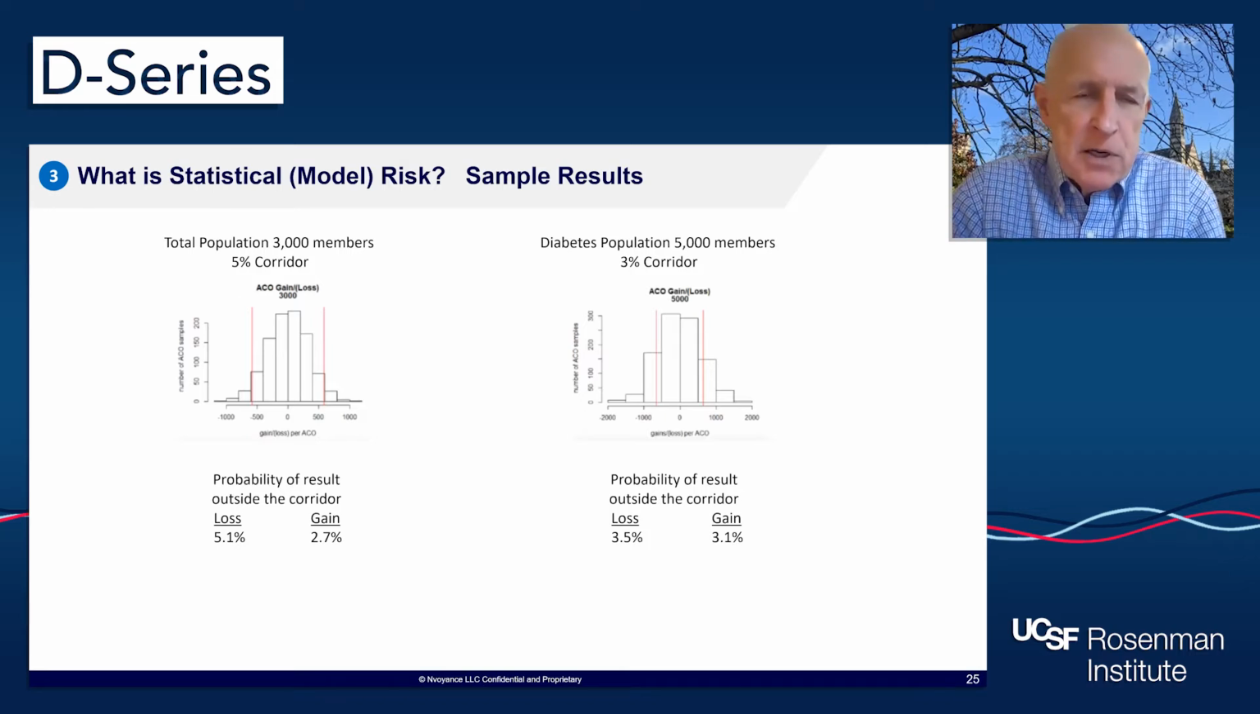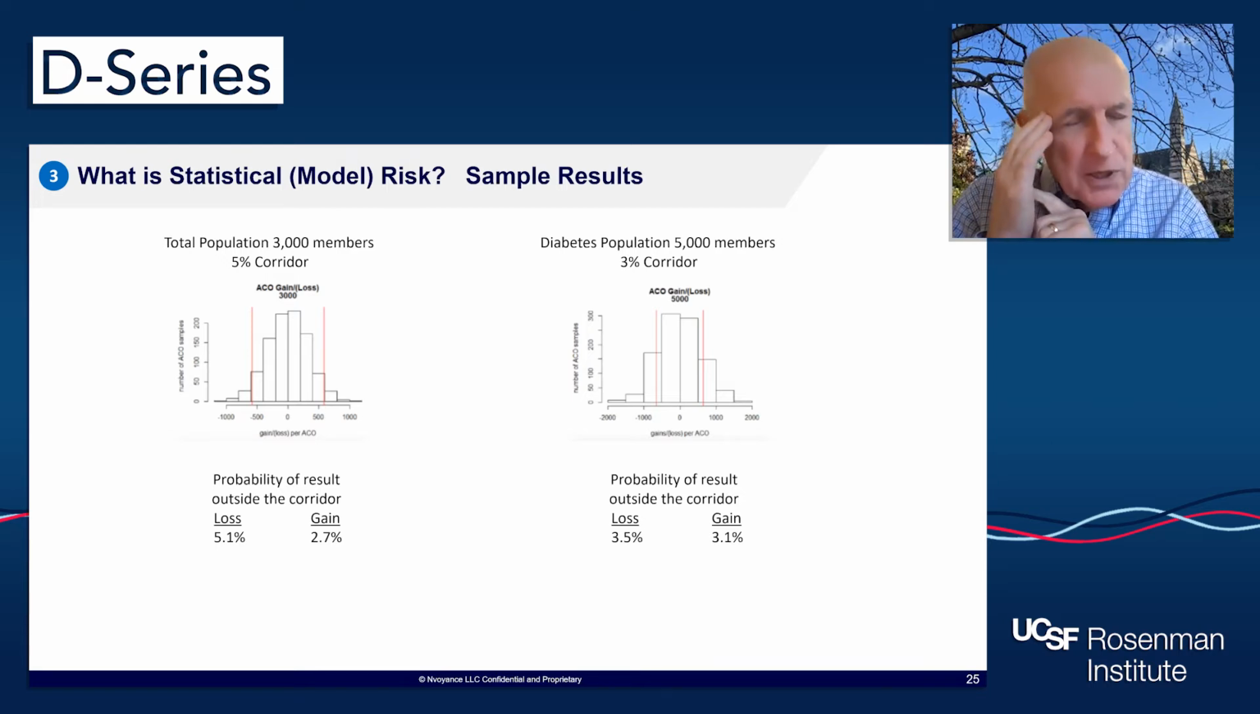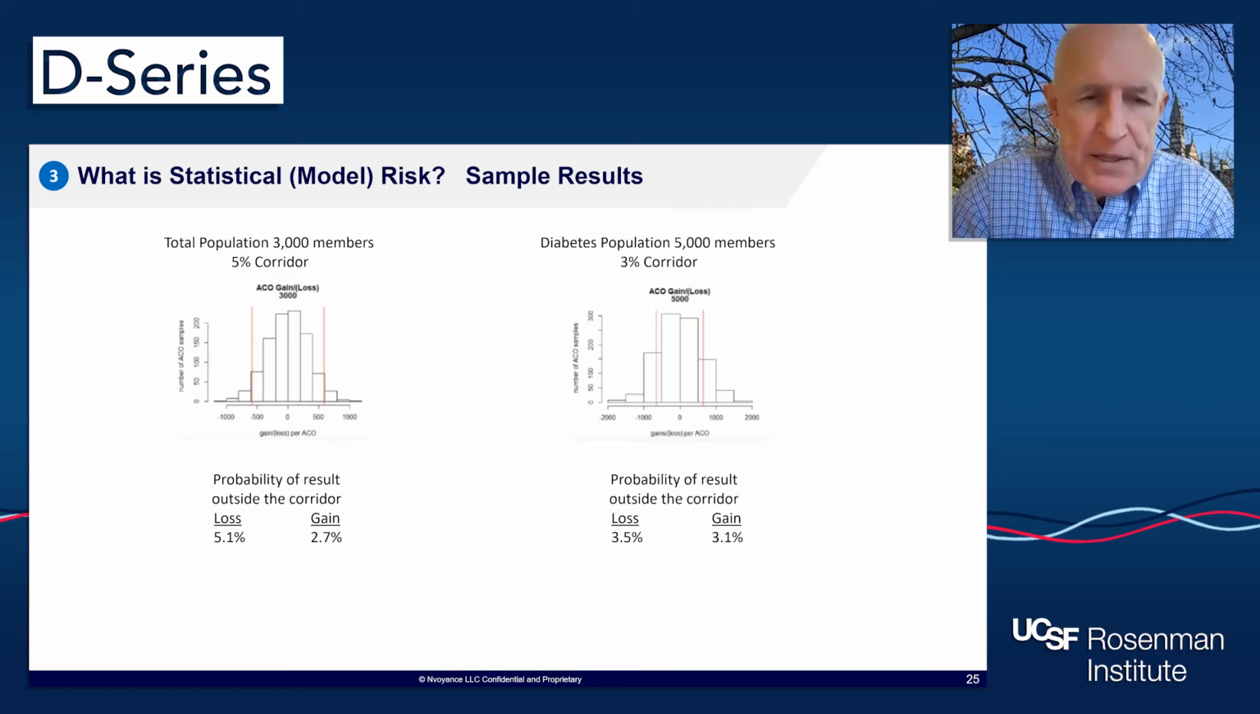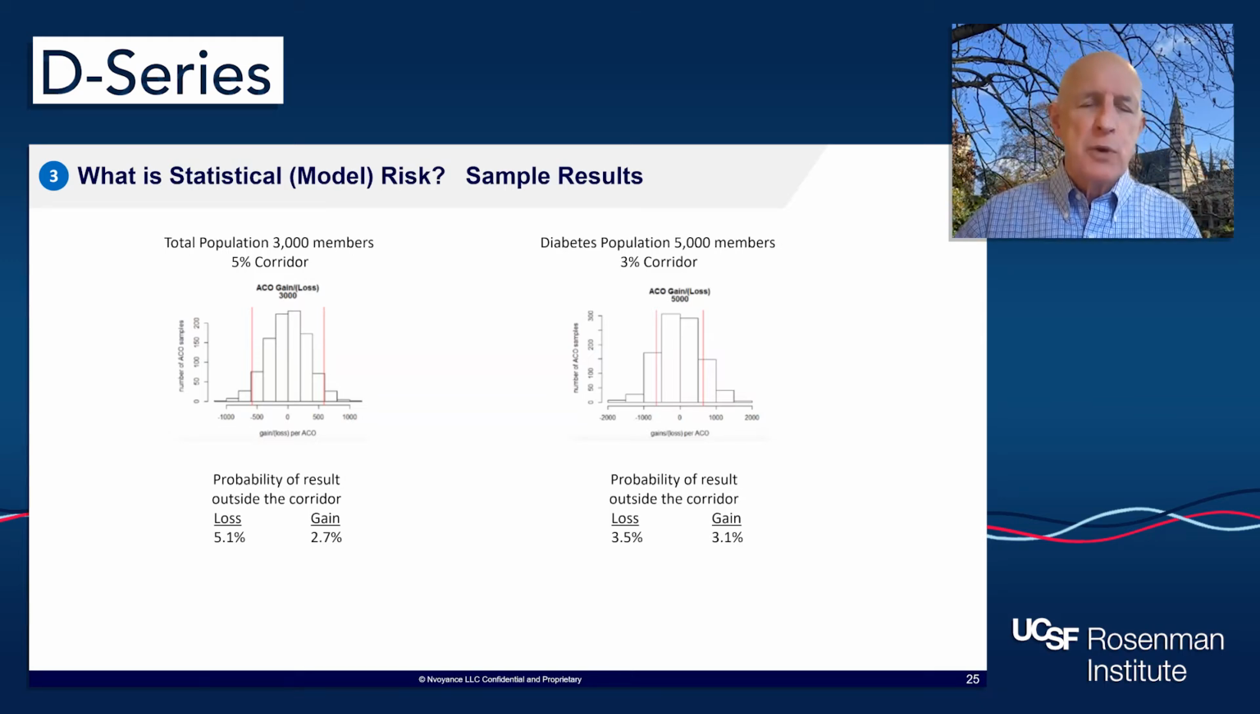And here are some of the results of our modeling that we show in the paper. The first of these is a total population of 3,000 members with a 5% corridor. You can see the 5% corridor is the two red lines on either side of the mean. So here we're looking not at the total cost, but at the difference in the total cost. As I said in the previous example, because it's comparing two populations with no intervention, we expect the mean to be 0. But because of the randomness of claims, we see that normal distribution. Within plus or minus about 500, which is the corridor, there would be no gain or loss.